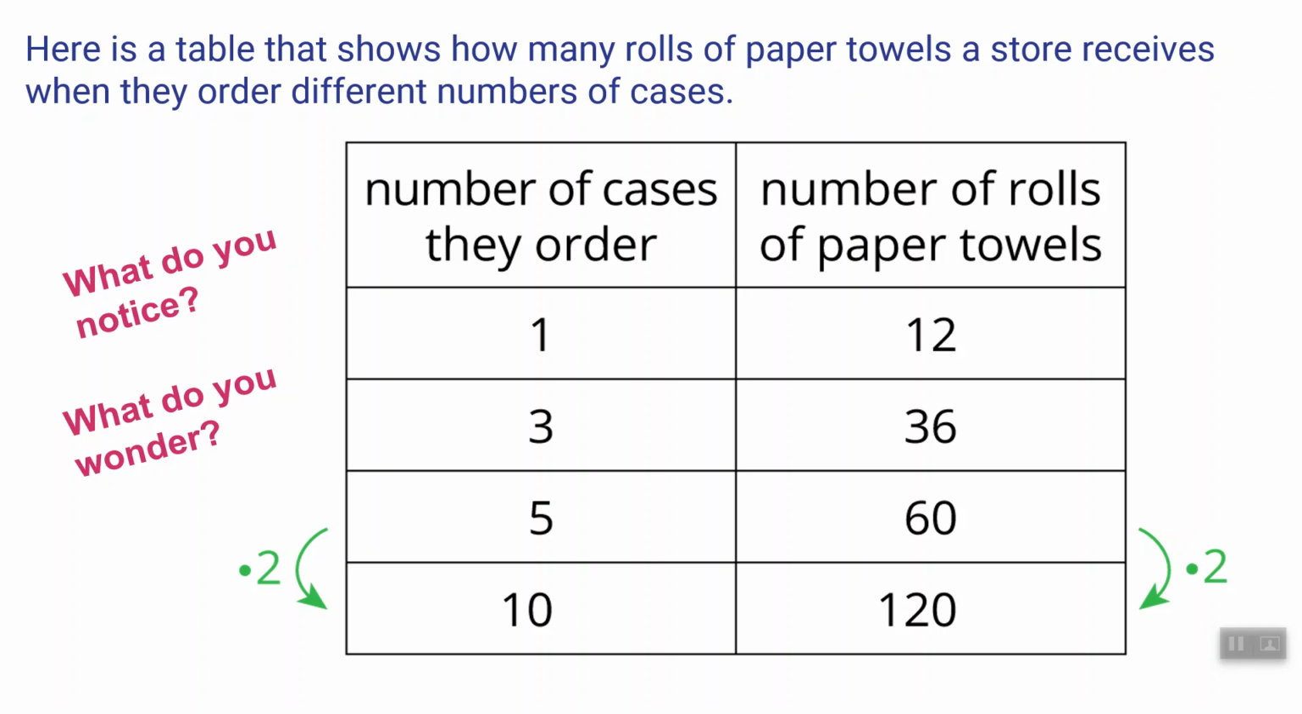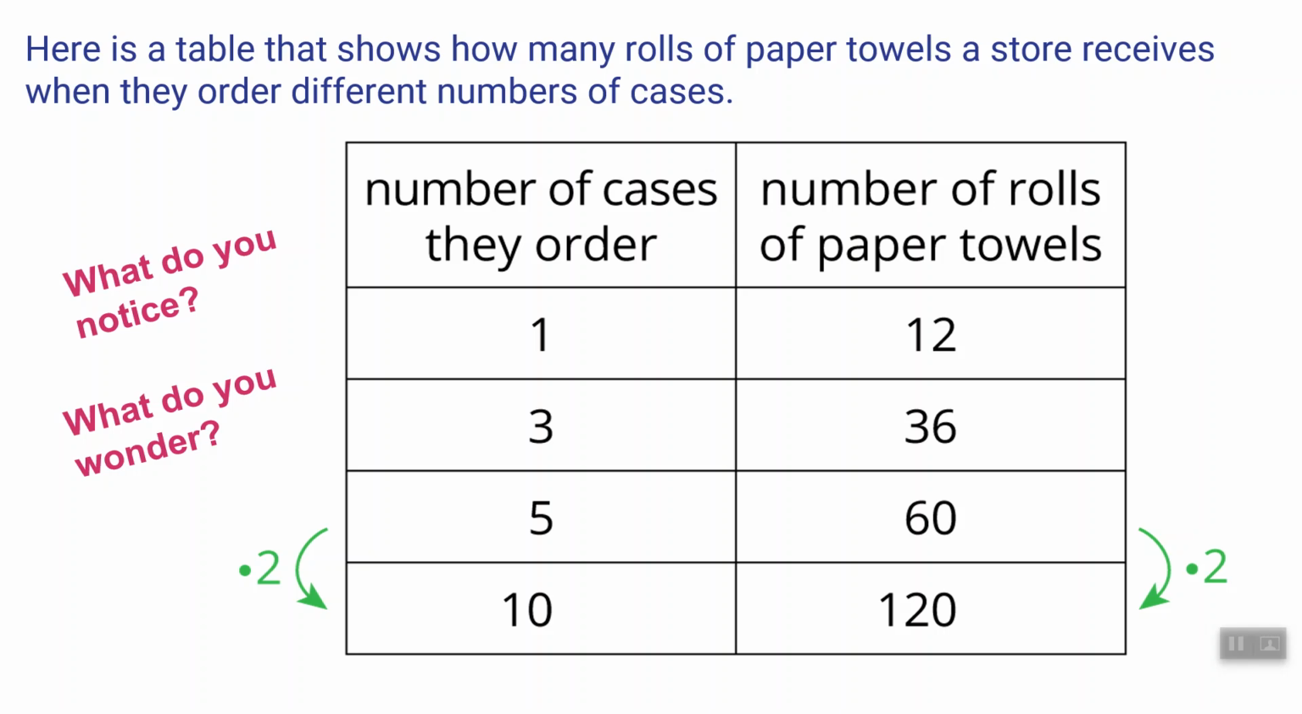So some things to notice. To go from one row to another, you can multiply both columns by the same number. And you see that in the last two rows. From 5 to 10, we're multiplying by 2. And also from 60 to 120, we multiply by 2. You might also notice that to find the number of rolls, you're going to multiply the number of cases by 12. So to get from the left side of the table to the right side of the table, we multiply by 12. You might also notice that there are 12 rolls in a case.